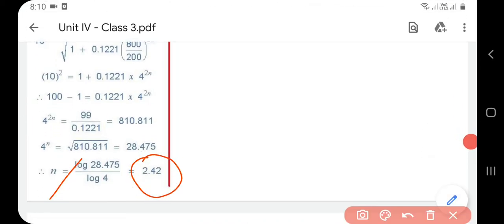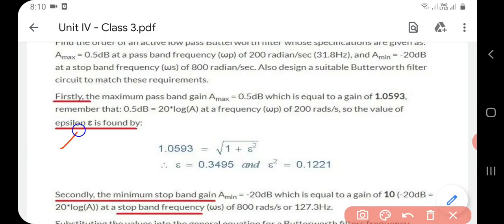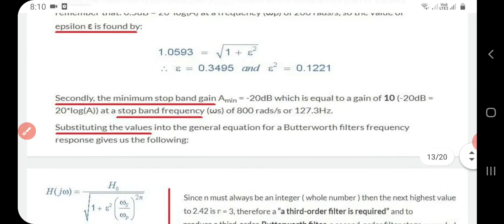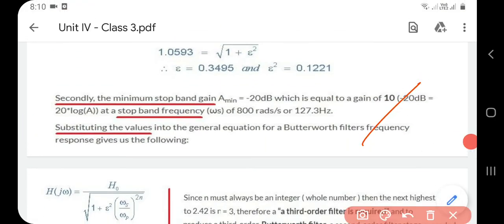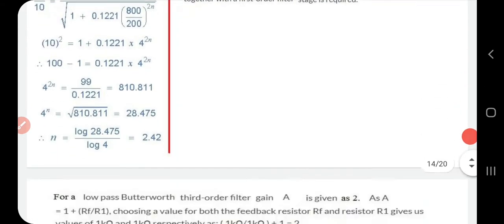The order cannot be a decimal, so it should be a whole number. The whole number nearest to this is 3. So you understood that the filter that you are going to design is of order 3. So the steps involved: first you have to find the value of epsilon using this equation. Then next you have to find the frequency response using this equation, and from that you can find the order of the filter. So that is how you have to write, no need of writing all the steps.